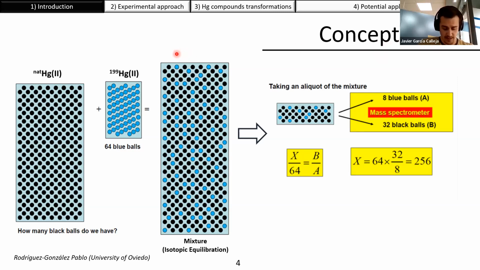The concept of isotope dilution analysis is based on the modification of the isotopic composition of an element by the addition of this element enriched in one of its isotopes. For example, here we want to determine how many black balls we have. In this case, the black balls represent the natural inorganic mercury, and we add a known amount of blue balls, in this case, the enriched isotope inorganic mercury, and we wait for the isotopic equilibration. After this isotopic equilibration happens, we can take an aliquot, and knowing the proportion between blue balls and black balls, we can determine how many black balls, or in this case, inorganic mercury, we have.